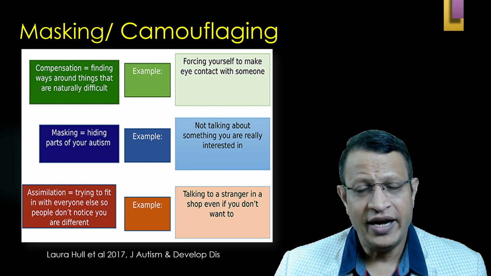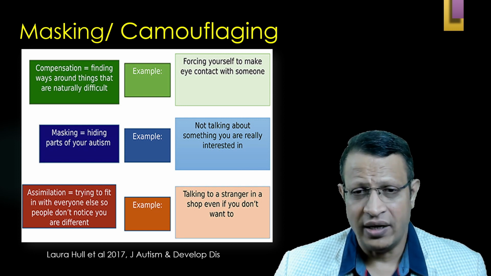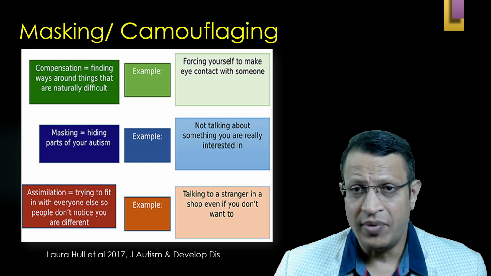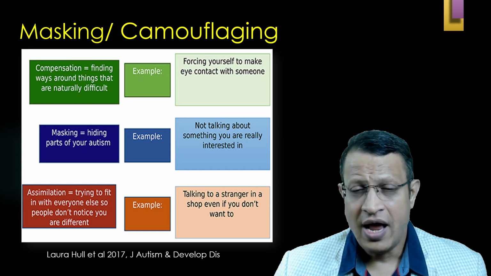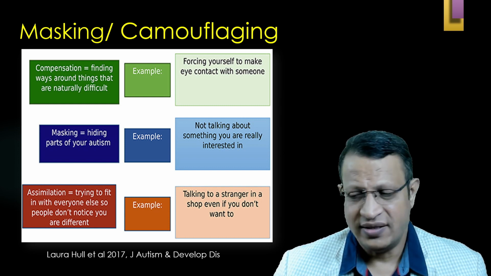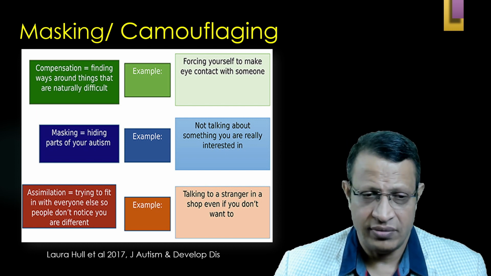Masking is hiding some parts of their autism, not talking about something they are really interested in, because family members would have told them not to discuss their area of interest and to just listen. And this is the condition in which they wear a mask. That means they do not discuss their passion.